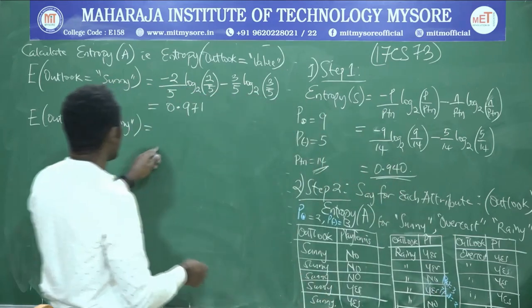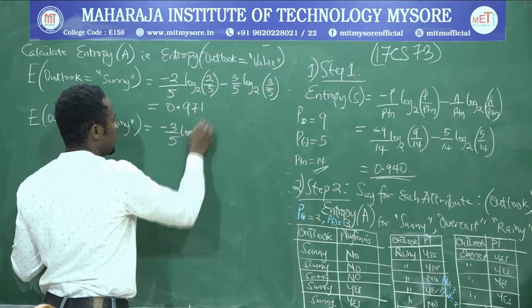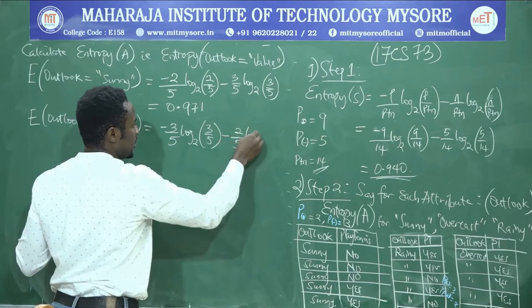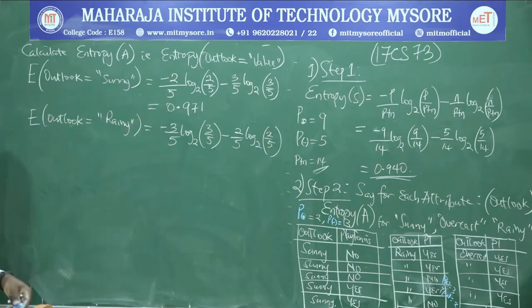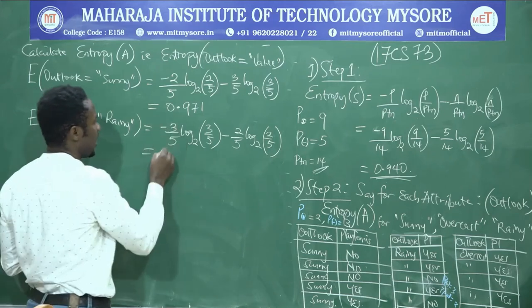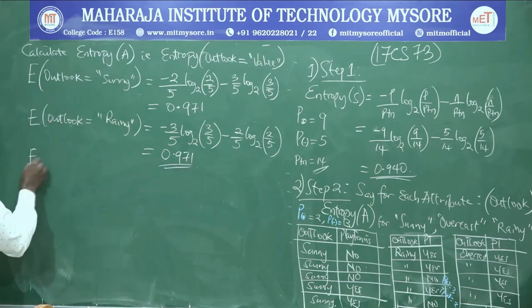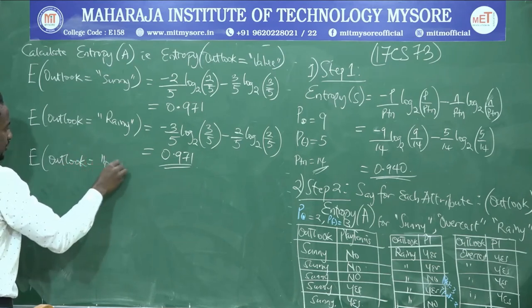Now, same thing here. We see minus 3 upon 5 log base 2 of 3 upon 5, minus 2 upon 5 log base 2 of 2 upon 5. Don't you think this will be the same answer? If you compute this, it will be the same. Are you with me, guys? You check. It's going to be the same. So we have 0.971. Now, the last one for this subset is outlook of what? Overcast.